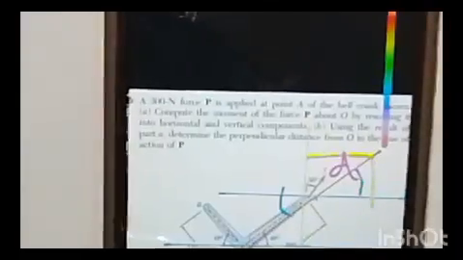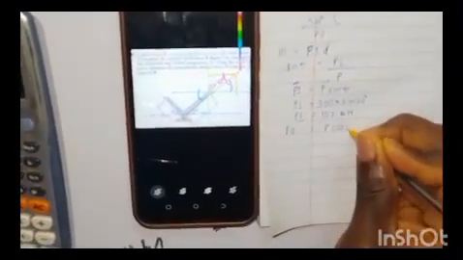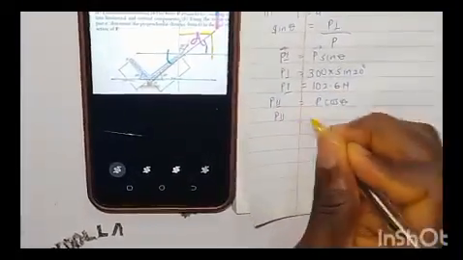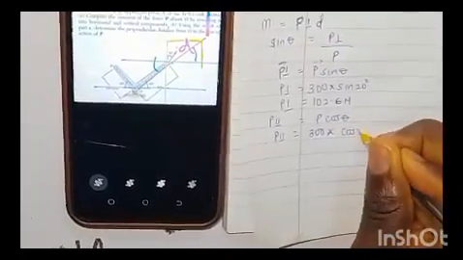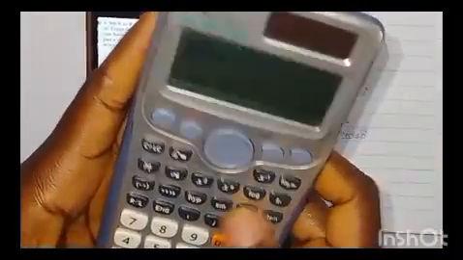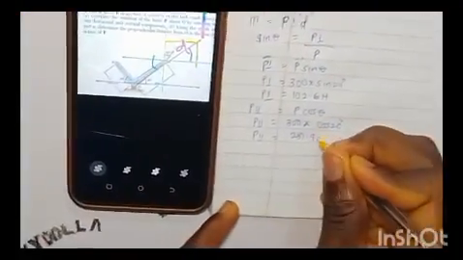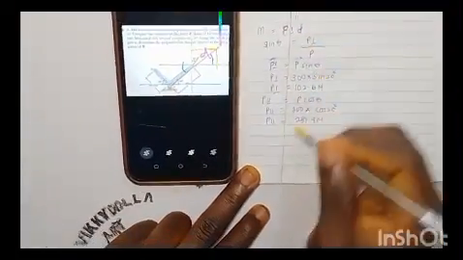it into horizontal and vertical components. So you can look for this P parallel. Our P parallel will just be equal to P cos theta. That means we've already resolved it into vertical and horizontal components. So our P parallel will be equal to 300 times cos 20 degrees, which is equal to 281.9 Newton.